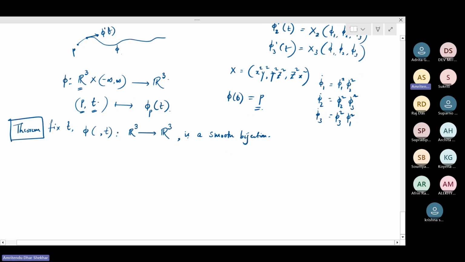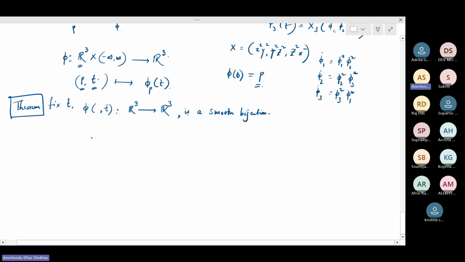So what does it mean to say that it's a smooth bijection? It means that, of course, it is one-to-one, and it is invertible at the same time. So it is one-to-one, and it is also a surjective map. Why is it a one-to-one map? Let's say you start off from a particular point P, and there's another point Q, and you have flown for some time T from each, and let's say the two curves have met at a particular point, R.